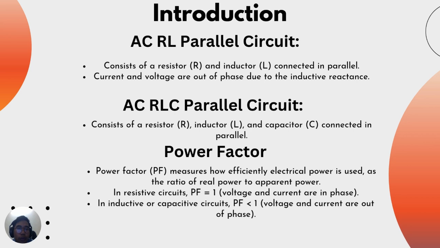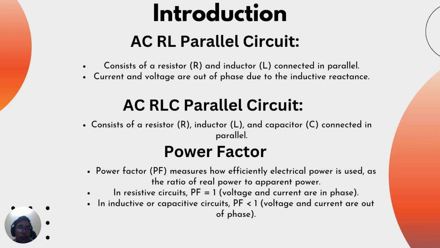So we have two circuits here, which are the AC RL parallel circuit, where R is the resistor and L is the inductor in parallel. The current and the voltage are out of phase due to the inductive reactance. While the RLC parallel circuit consists of R for resistor, L for inductor, C for capacitor, in a parallel circuit design.